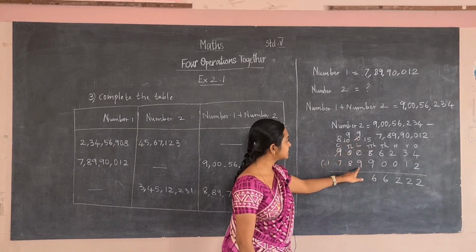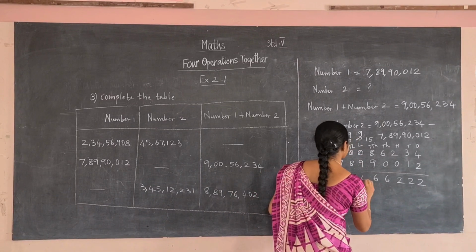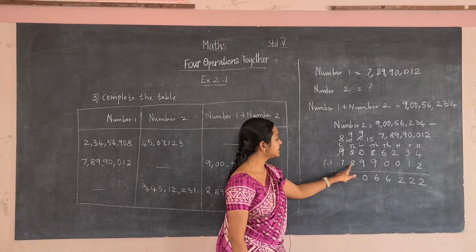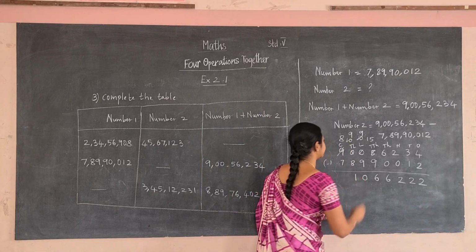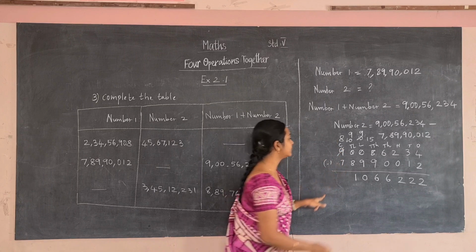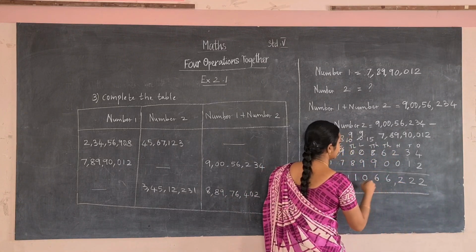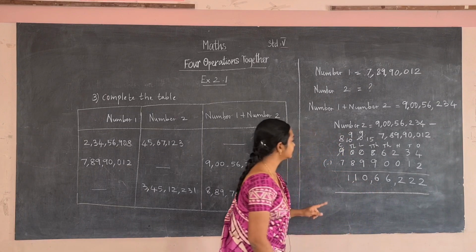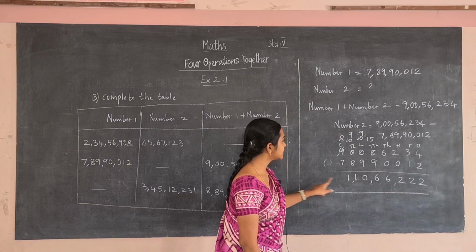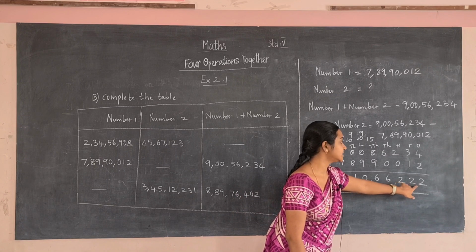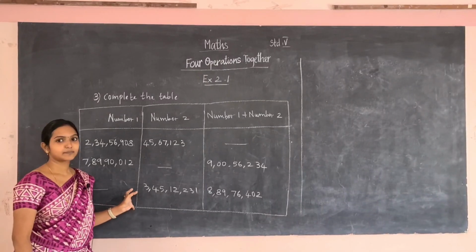9 minus 9 will be 0. 9 minus 8 will be 1. 8 minus 7 will be 1. Write the numbers in the standard form. Now the answer is 1 crore 10 lakh 66,222.